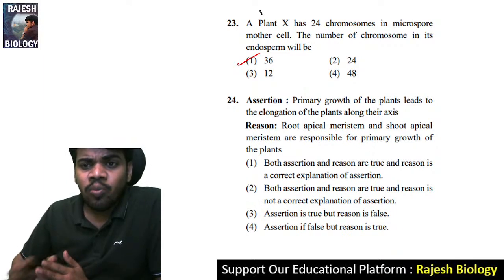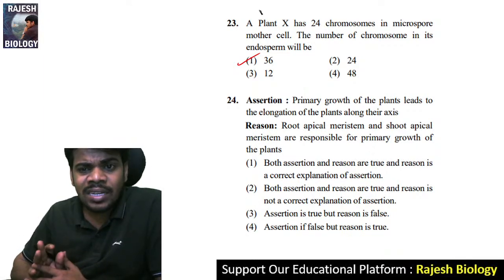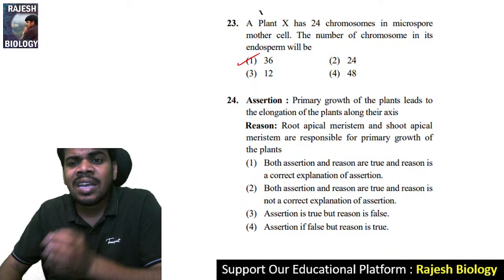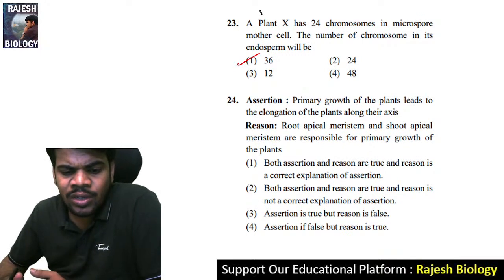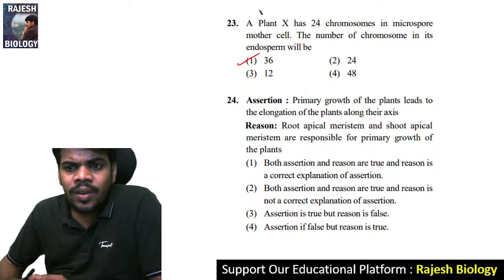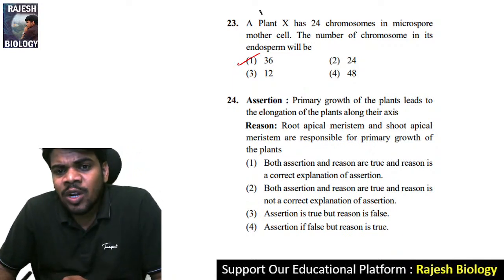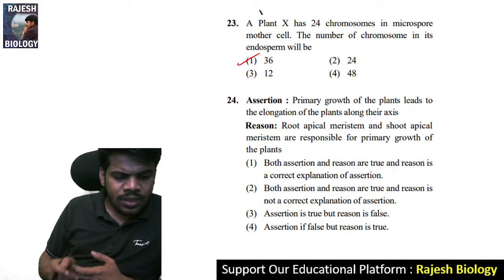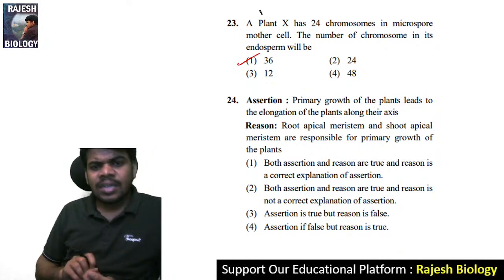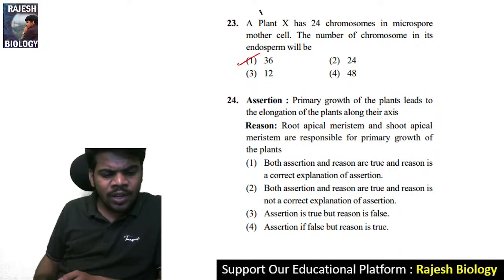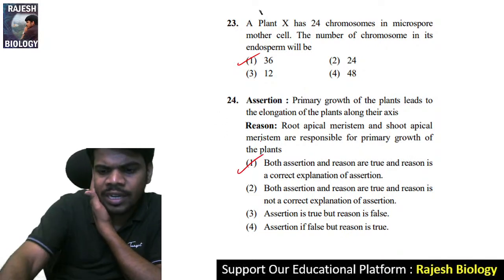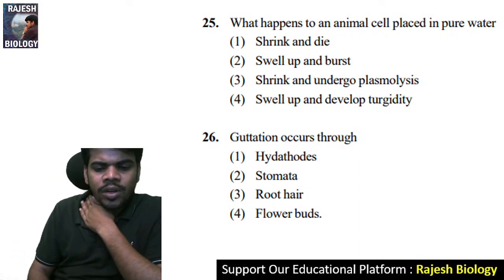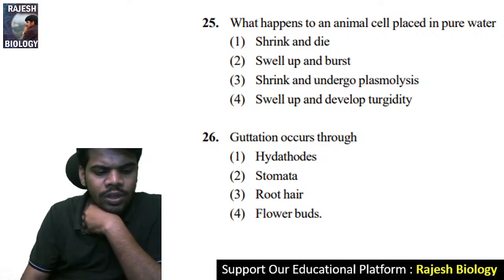Assertion: Primary growth of plants leads to the elongation of the plants along their axis. Reason: Root apical meristem and shoot apical meristem are responsible for primary growth of the plants. Is the reason the correct explanation for the assertion? Both are correct and it is the correct explanation. Yes, Priyanka, super. 23, option 1, correct.